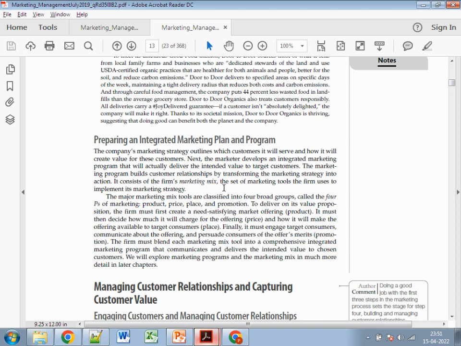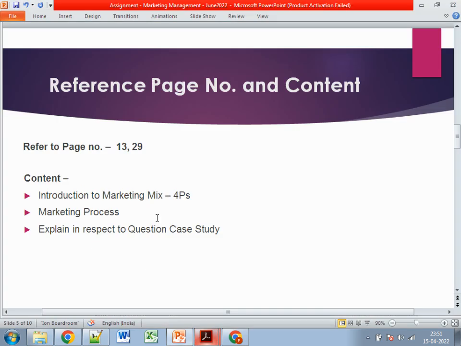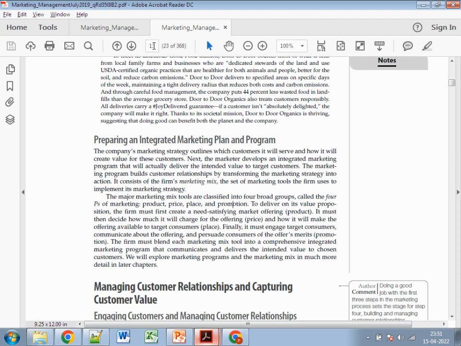So here it's about the marketing mix techniques. And if you want to go into more detail, then you just need to explain the 4 P's of marketing: product, price, place, and promotion. And going to page number 29.